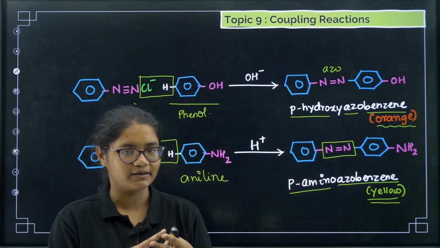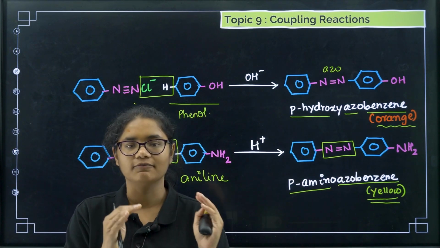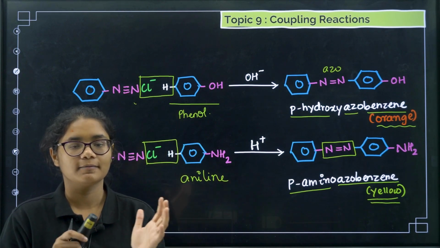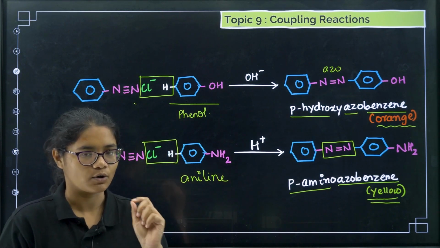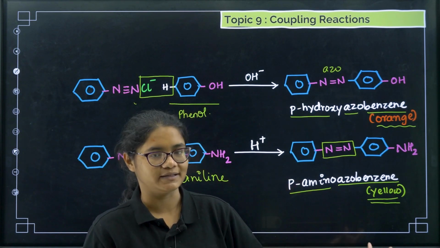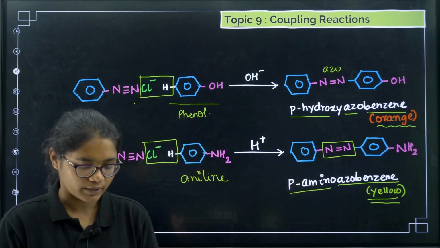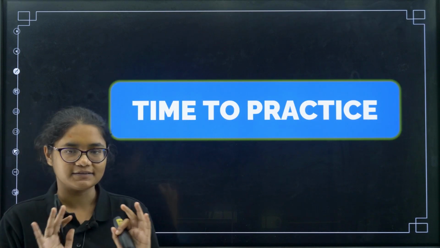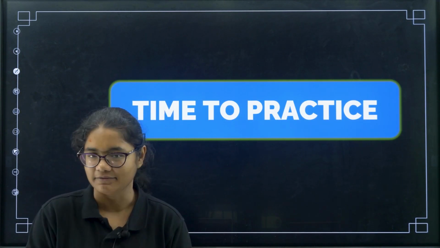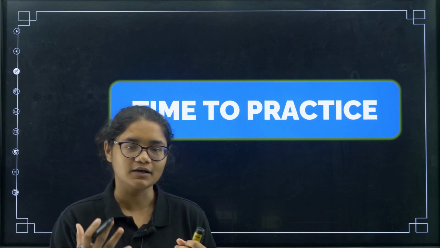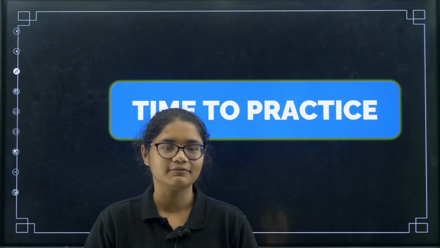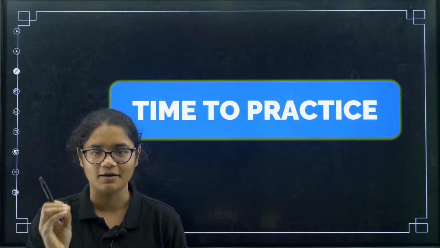So we have two coupling reactions, one with phenol and one with aniline. With phenol we will get para-hydroxyazobenzene, which is orange in color, and with aniline we will get para-aminoazobenzene, which is yellow in color. Okay. So students, that's all the benzene diazonium chloride reactions we have done. Now quickly we will practice the questions from here, and then we'll end this lecture on a very good note, where today we'll be happy that we have completed the amines chapter.